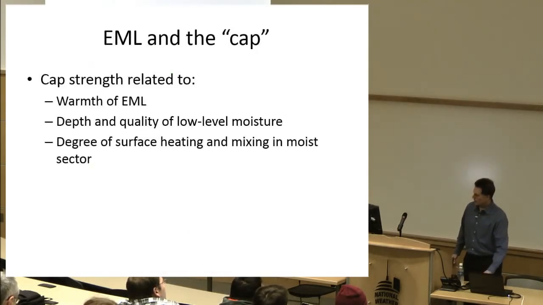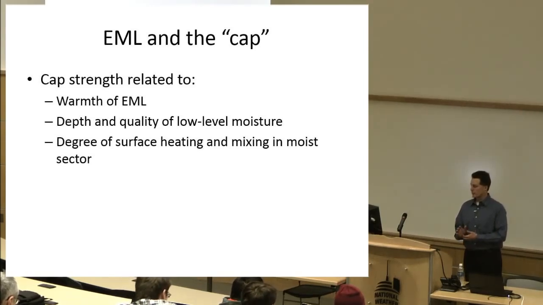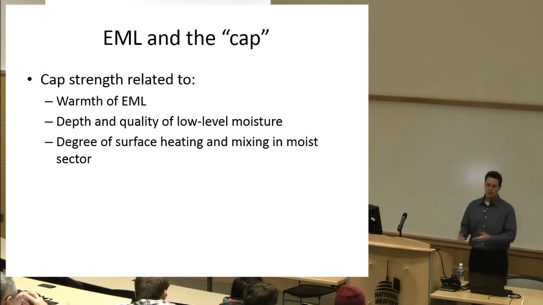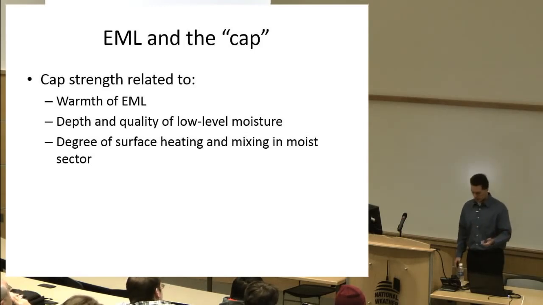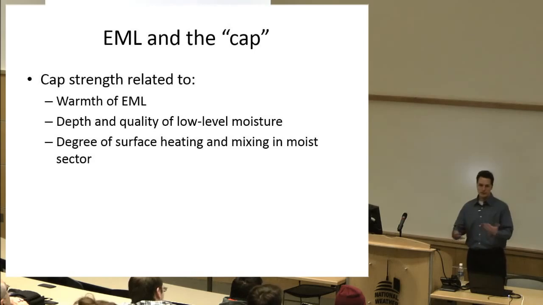Okay, and I highlighted the cap earlier. The base of the EML, that transition zone between the elevated mixed layer and the moist layer below, that's what we call the cap. It's usually a stable layer. But then again, the degree of cap, you want some cap if you want more isolated, discrete storms. And again, in a few weeks, we'll talk about that in more detail. But it's not simply how warm is the elevated mixed layer. How rich is the moisture? How strong is the heating and mixing in the warm sector down below the cap? All of these things play together.